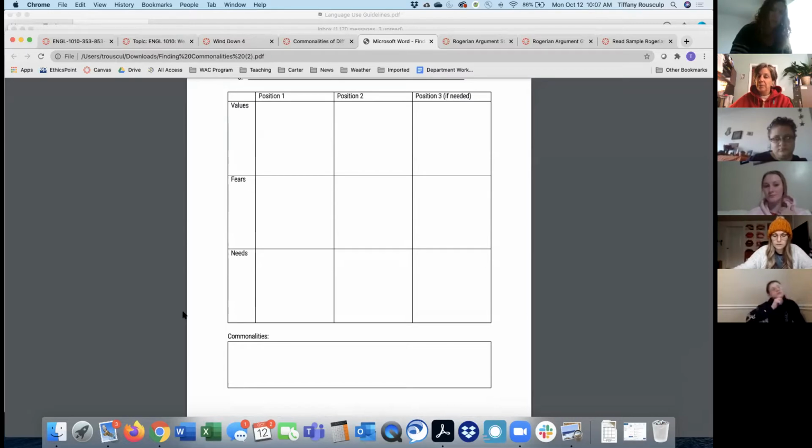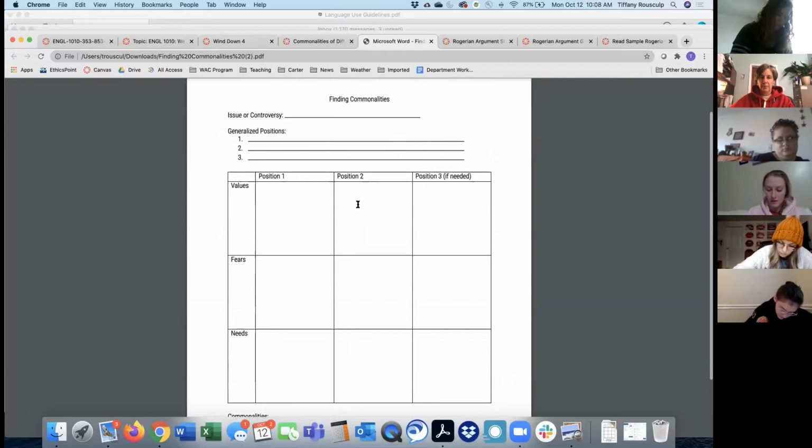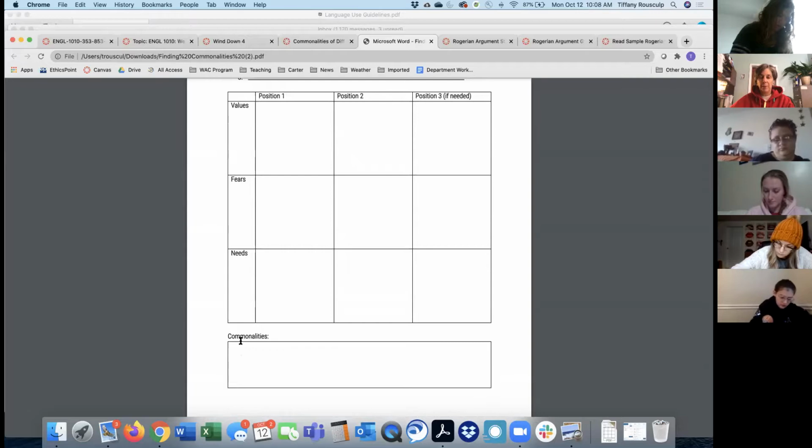Sorry, just to clarify for the generalized positions, you want us to fill in yes to our controversy and no to our controversy? Basically, yeah. So if it's reparations, it would be essentially yes, reparations should be provided, or no, reparations should not be provided. Both or just one? Both. You're going to want both of them. Position one is going to be yes or no, and then the other one will be the opposite. And then just down the side, you'll have values, fears, needs. And then at the bottom, have commonalities.